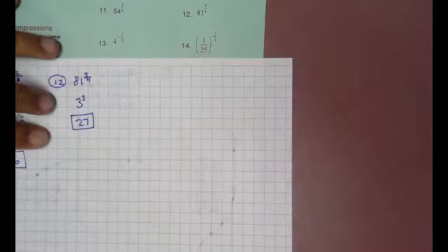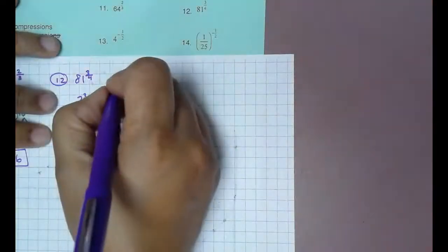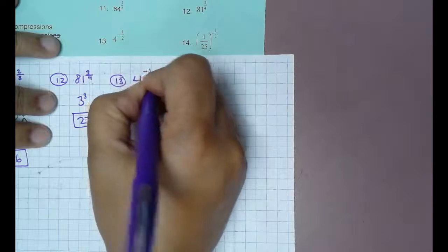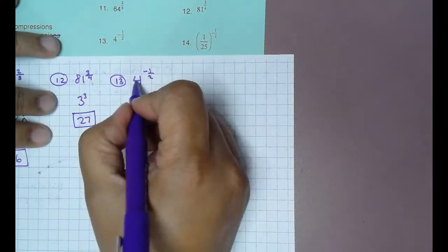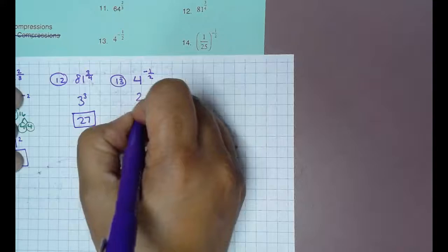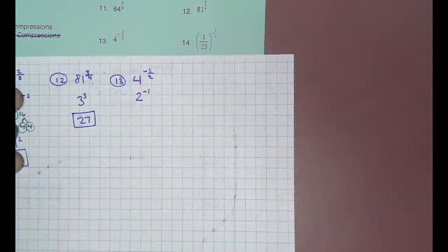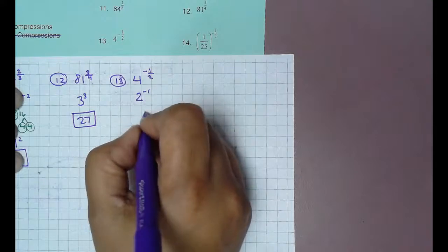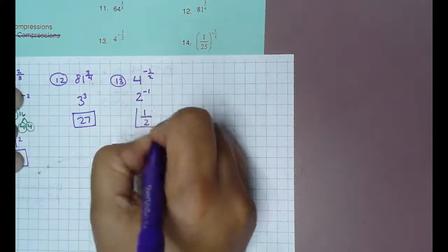All right, when you have a negative exponent, like number 13, you're going to have to do some flipping. 4 to the negative 1/2. So I'm going to go ahead and take the square root of 4 first. The square root of 4 is 2, but now you still have to raise that to the negative 1 power. And a negative exponent basically will flip it. 2 to the first is 2, and if you flip that, you get 1/2.